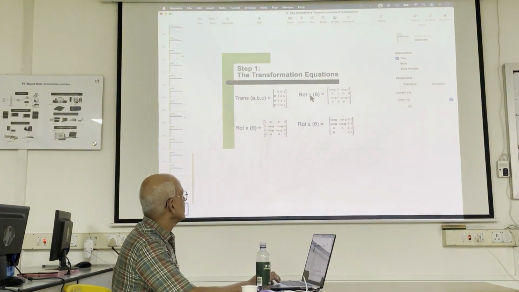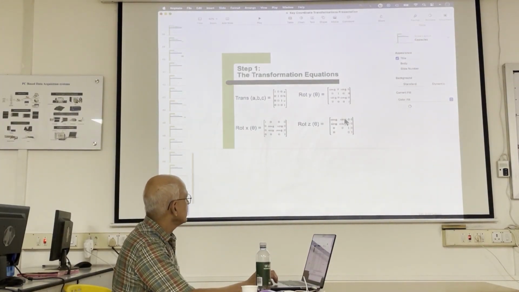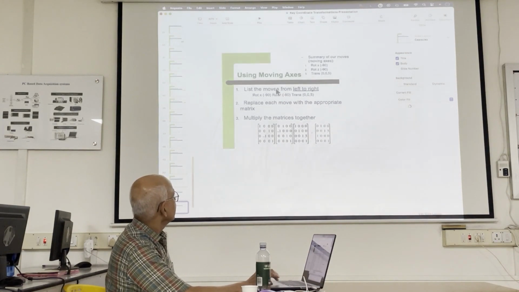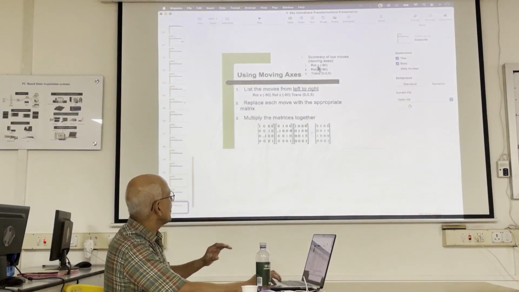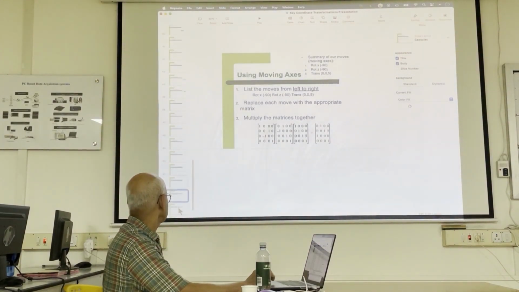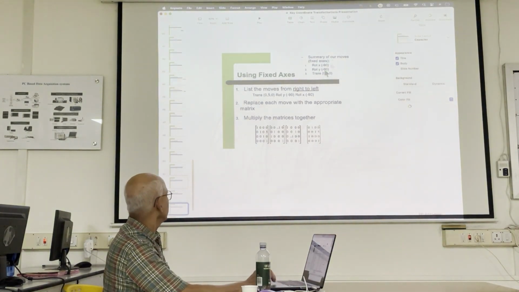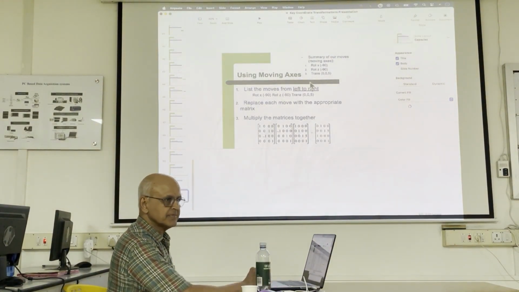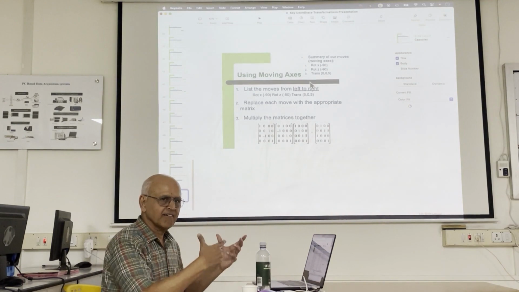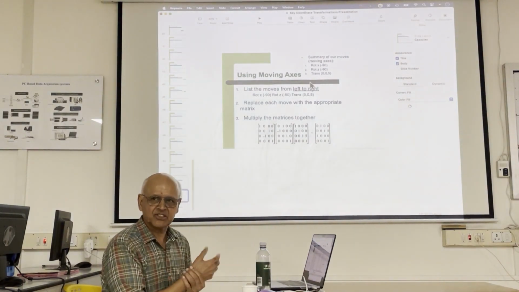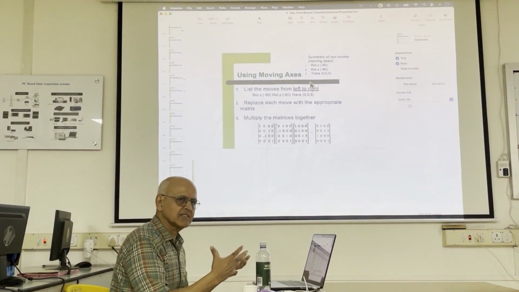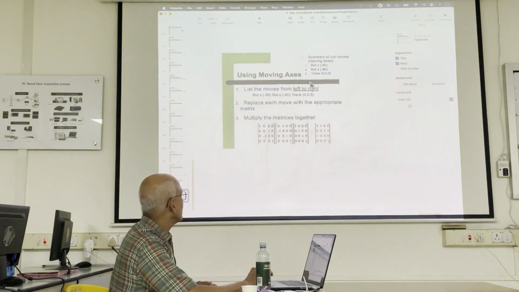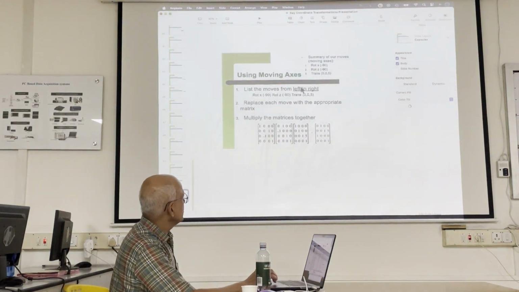So basically, rotation over y, do it this way, rotation over x, do it this way, rotation over z, do it this way. And then, moving axis, forget the fixed axis, the order is different. If you're curious, for fixed axis the order is different. Moving axis, list the moves from left to right. We would need to derive the whole thing from a mathematician's point of view, but we're just taking the results, right? We're accepting the results. So she says, you've got to stack the moves from left to right.